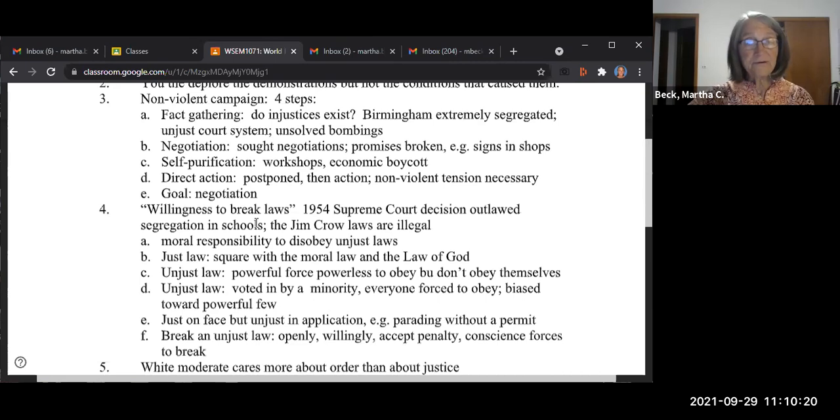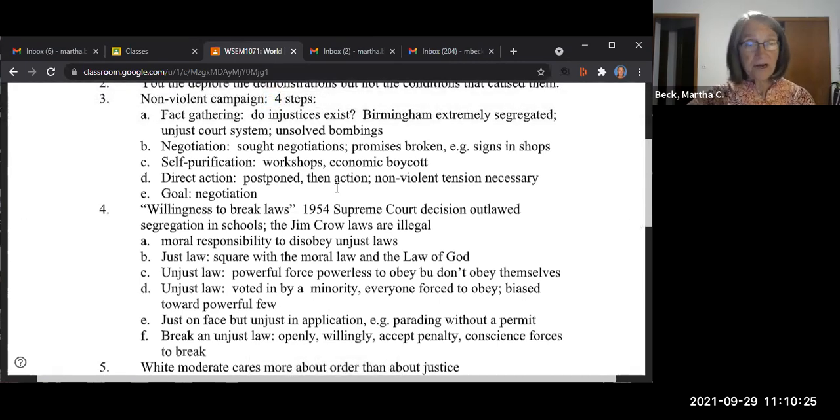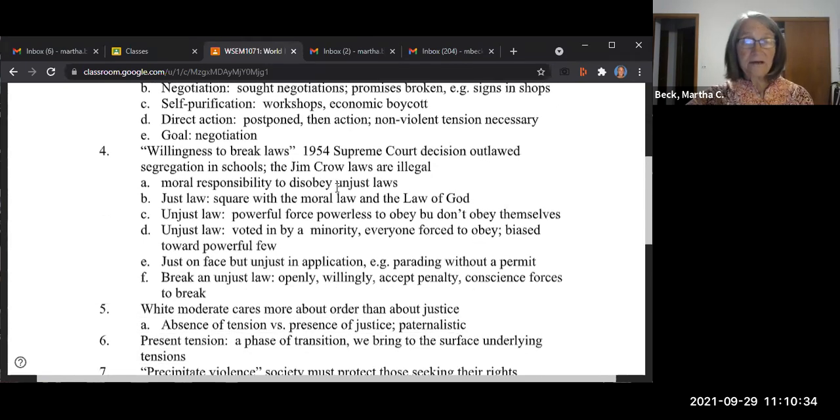And then you have to act directly. They postponed it. They tried again, right? He had a lot of evidence that negotiation is the goal and this is the only way to get there. They get accused of being willing to break laws. It's not true. They're pointing out that the Jim Crow laws, the segregation laws, are illegal. There's nothing in the Jim Crow laws that says racism. It's just that they make it, it just turns out that way.